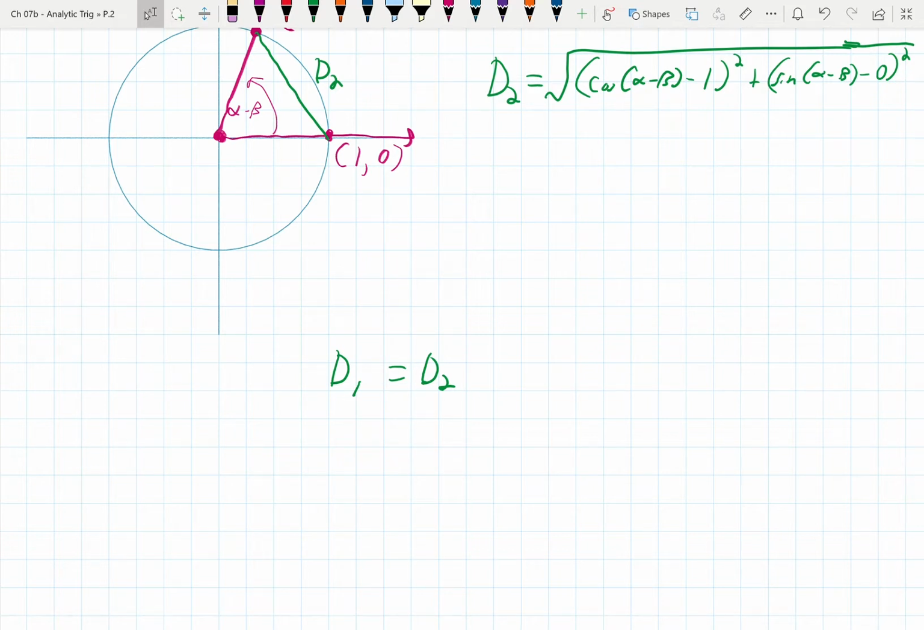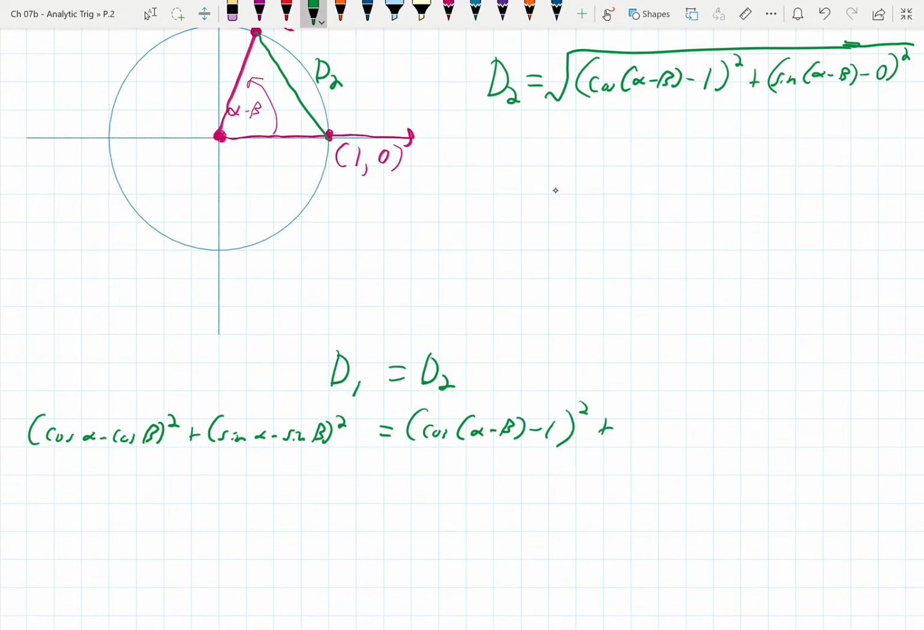So my big one is going to be cosine of alpha minus cosine of beta squared plus sine alpha minus sine beta squared equals, parentheses, cosine of alpha minus beta minus 1 squared plus, and I think it's okay to write the sine of alpha minus beta squared without the minus 0. You know, minus 0 is kind of not needed now.